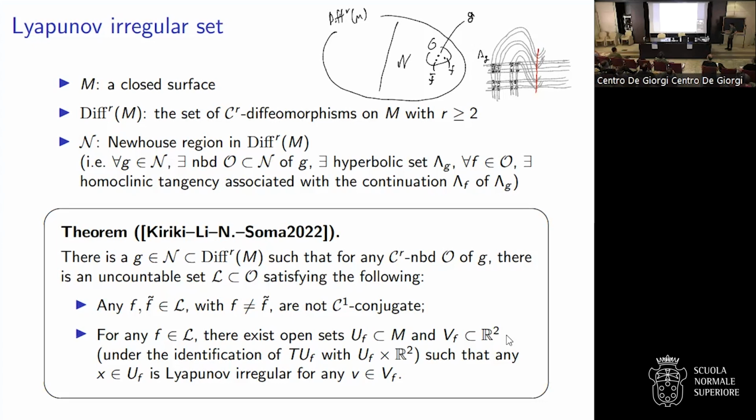So I'm not cheating in this sense. And for any F in this set L, we have a positive Lyapunov irregular set, meaning that there exist an open set U_F in M and V_F in R^2, which occurs under the identification of the tangent space with this product space. And for any x in this set, and for any vector in this set, the Lyapunov exponent oscillates, does not converge.